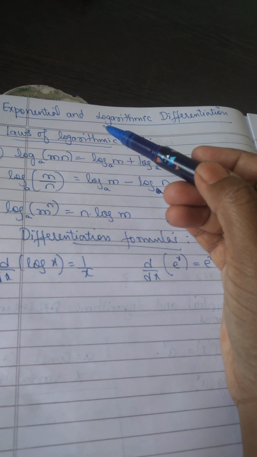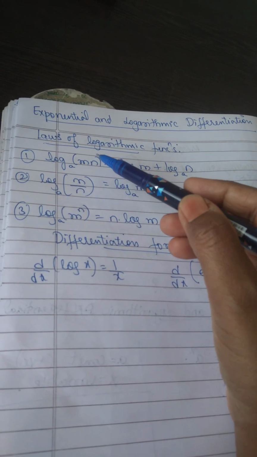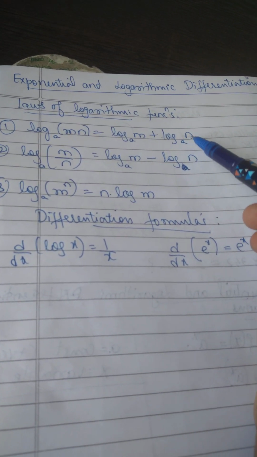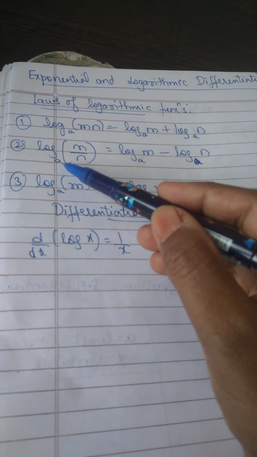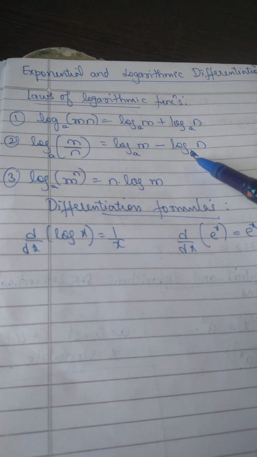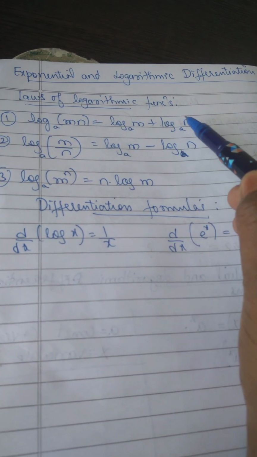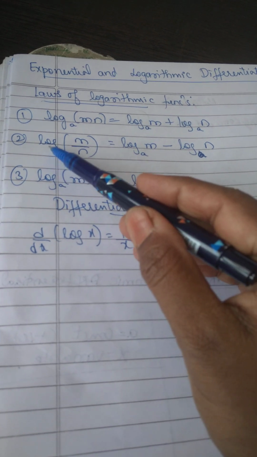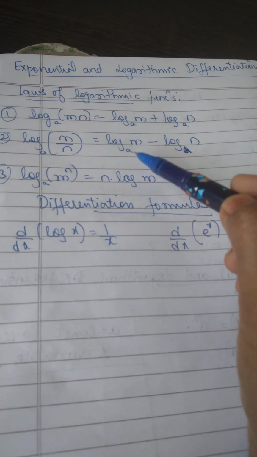That is, as we have seen in our previous classes, the laws of logarithms: log mn to base a can be written as log m to base a plus log n to base a. Similarly, log m/n to base a is equal to log m to base a minus log n to base a, meaning the base remains the same. If it is log of multiplication, it becomes two different functions with a plus sign. If you have division, log of any division, it takes subtraction form with the same base.